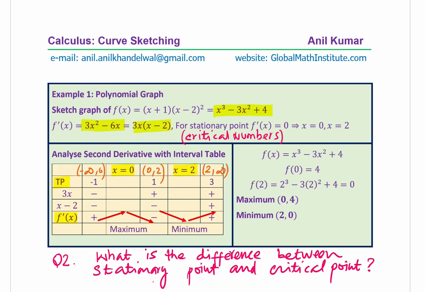Within these intervals, we'll take a test point. So minus 1, 1, and 3 are respectively the three test points. The factors which provide us the information about the first derivative are 3x and x minus 2. At these test points, we are provided their sign, right? For 3x, it is negative for minus 1, and positive for 1 and 3. For x minus 2, if I substitute minus 1, I get negative. For 1 also it is negative, but for 3 it is going to be positive.